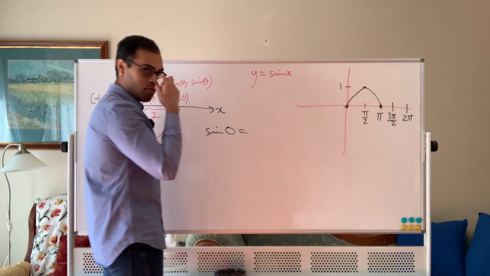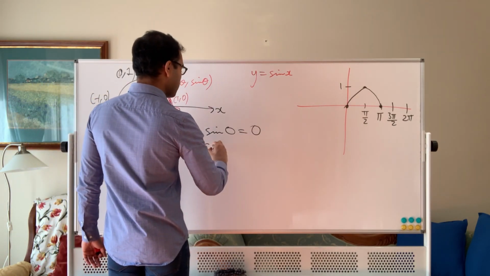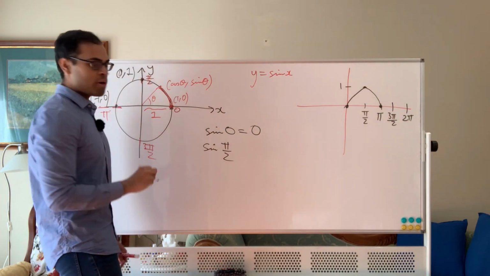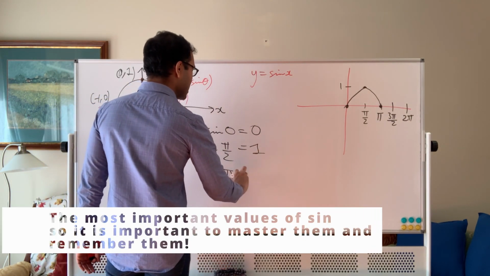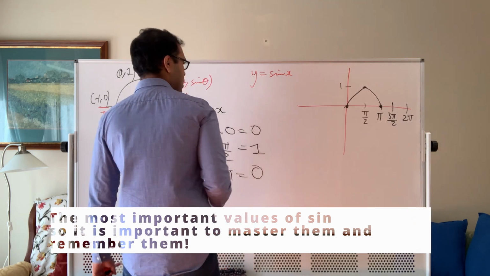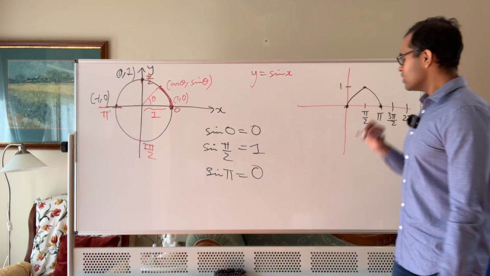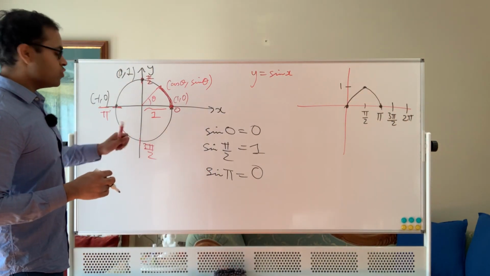Sine 0 is the y coordinate of (1, 0), which is at 0 radians, which is 0. Sine pi over 2 is the y coordinate of the point which is northmost on the circle, because that's pi over 2 radians. That point's y coordinate is 1. And then sine pi is going to be equal to 0. Okay, so we've drawn the graph all the way up to pi where sine is 0, and we can keep going with this. So we can do 3 pi over 2.